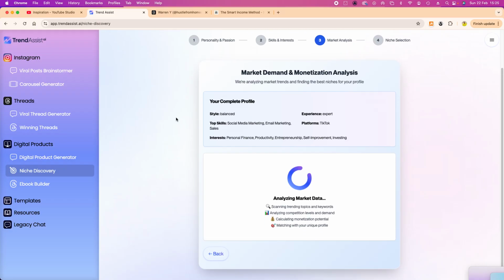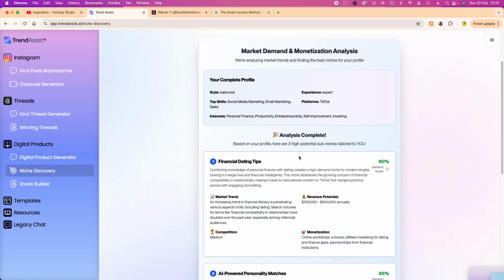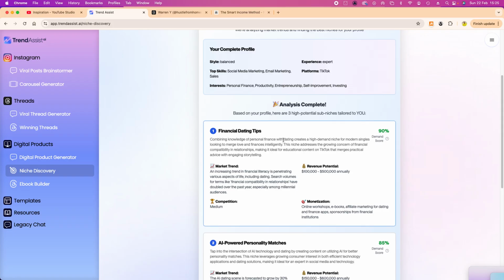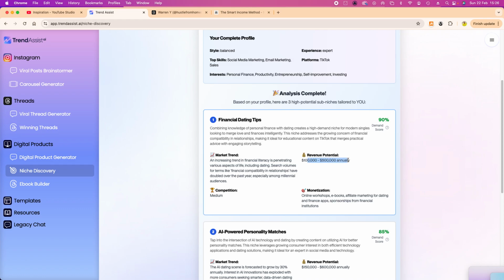Okay, let's see. So while that's loading, market demand and monetization tool balance analysis complete. Based on your profile, here are 3 high potential sub niches tailored to you. Financial dating tips: combining knowledge of personal finance and dating creates a high demand niche for modern singles looking to merge love and finances. This niche addresses the growing concern of financial compatibility in relationships, making it ideal for educational content on TikTok that merges practical advice with engaging storytelling. Revenue potential: 100k to 500k annually. That is not bad. We won't sniff at that.